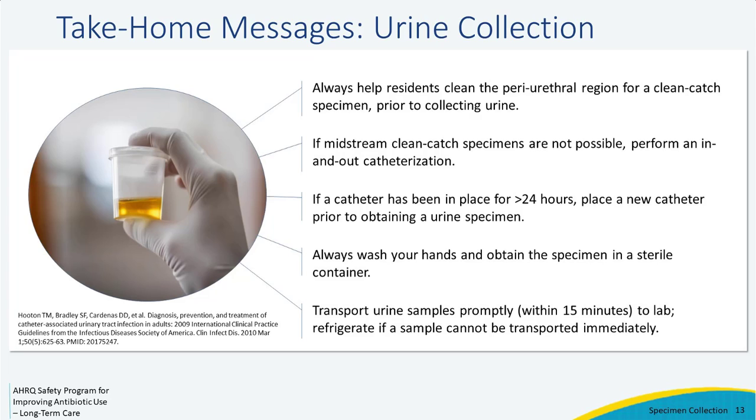Here are our take-home messages regarding good urine sample collection. Always help residents clean the periurethral region for a clean catch specimen prior to collecting urine. If midstream clean catch specimens are not possible, perform an in and out catheterization for female residents or use a condom catheter for male residents. If a catheter has been in place for greater than 24 hours, we recommend placing a new catheter before obtaining a urine specimen. Always wash your hands and obtain the specimen in a sterile container. Transport urine samples promptly to lab. Refrigerate if it cannot be transported immediately.